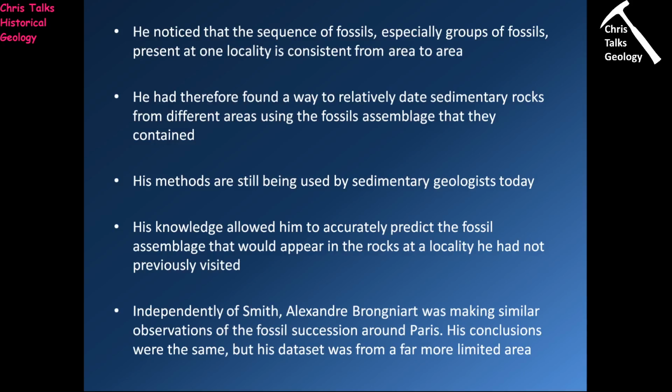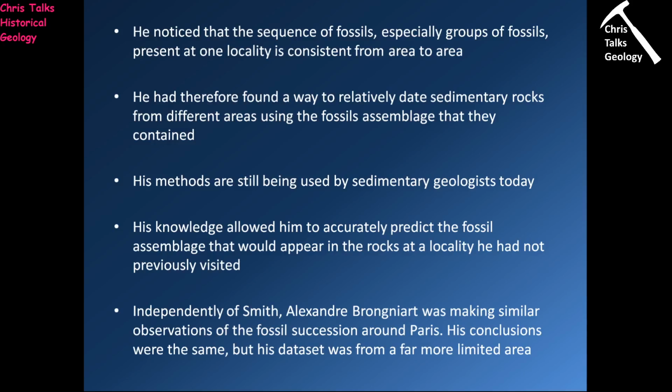He noticed that the sequence of fossils, especially groups of fossils that he saw present at one locality, is consistent from area to area. So as he was going around, he would see the same groups of fossils occurring in rocks, and what he realised was that he could use these groups of fossils to correlate between those rock layers at different locations. He could use them as a way of saying, right, these rocks were clearly forming at the same time, even if they were tens or hundreds of kilometres away.